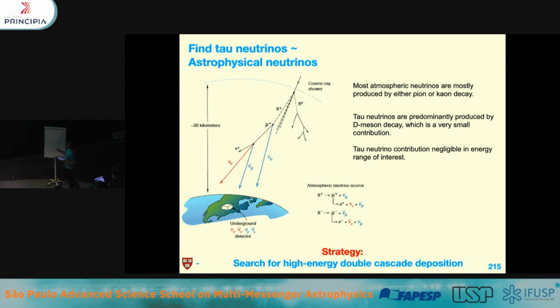When we're talking about backgrounds in the Earth, remember that I was saying that most of the neutrinos produced in the atmosphere actually come from pion decay. That means there is only a very small component from neutrino production due to heavy mesons, namely D mesons, but that's a very, very small contribution. Which means that if you find tau neutrinos in your detector, there is a very good chance that they are astrophysical in nature.